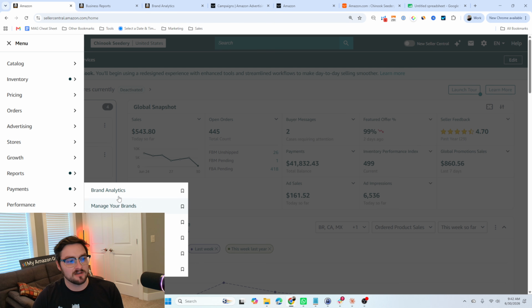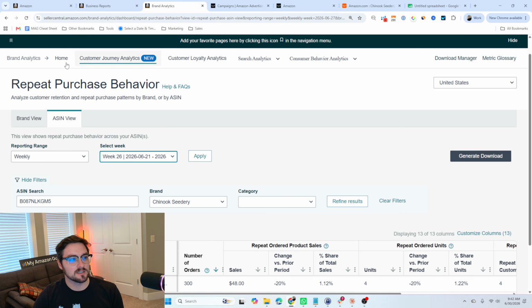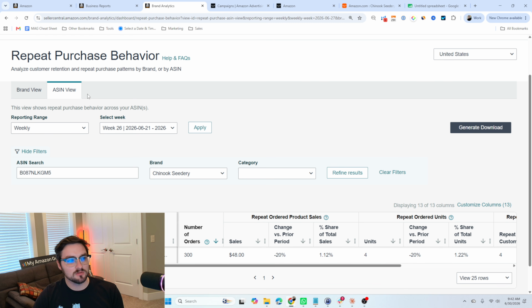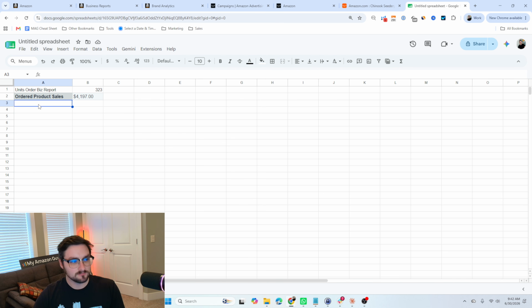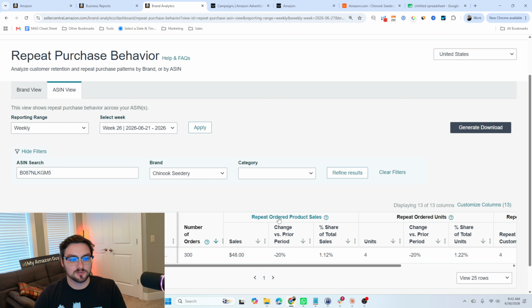However, what we'll end up doing here is we're going to come over, go down to brands, and from brands, go to your brand analytics. Once at your brand analytics, you can come over here to your customer behavior analytics, and go to repeat purchase behavior. Now, again, I'm using this from an ASIN view. You can do the actual brand view here as well, but you can see total number of orders here that you actually have. So we have 300. So we're finally getting that total orders. So we know our total orders are at 300. Fantastic. And then from there as well, we can see what the actual repeat ordered product sales are and repeat units.